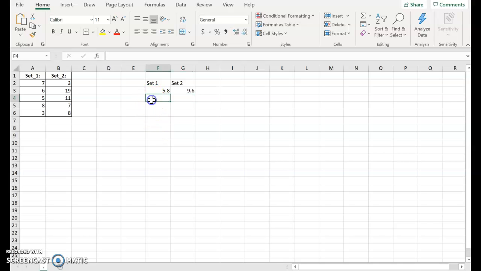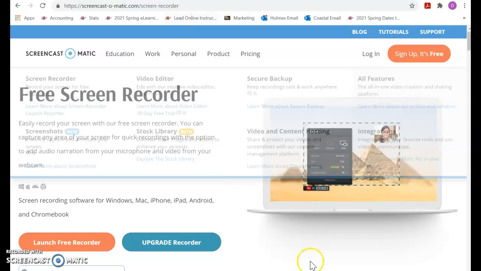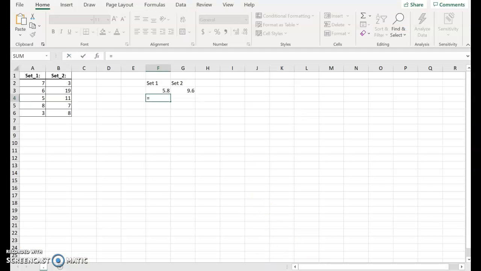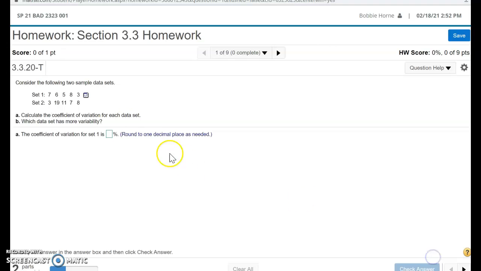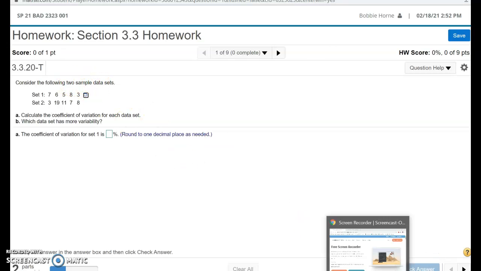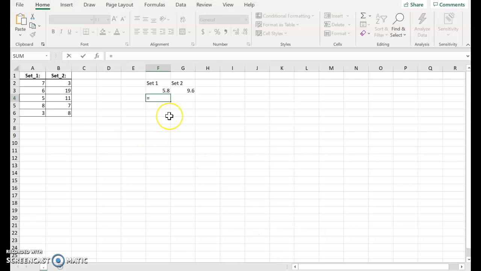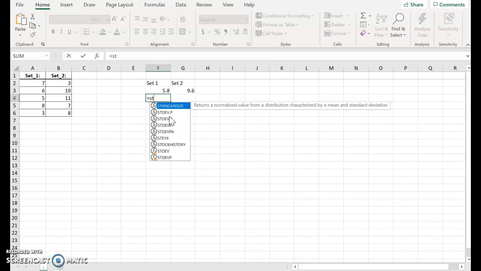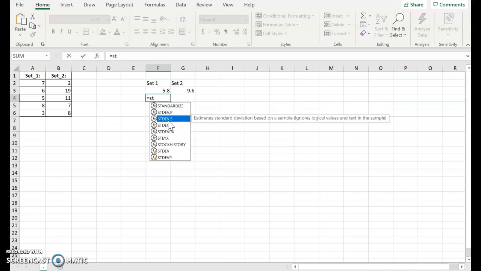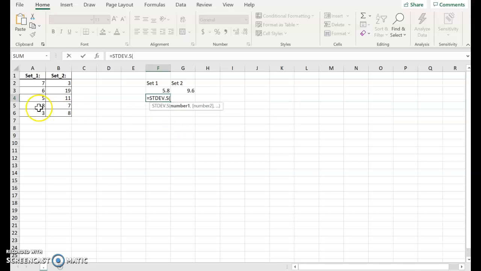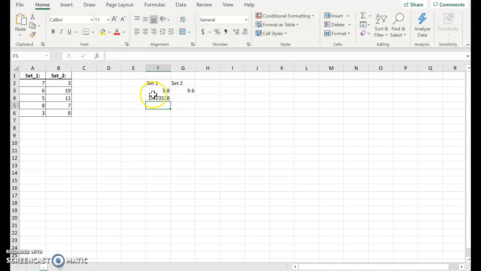Standard deviation wouldn't take long either, but they want you to use technology for this problem. So let's make sure, I think it was a sample, but I want to make sure. Sample, yeah. So that's important in Excel because when you do the standard deviation, you want to make sure you click on the sample one. And then you want to highlight your set. And here's your standard deviation.